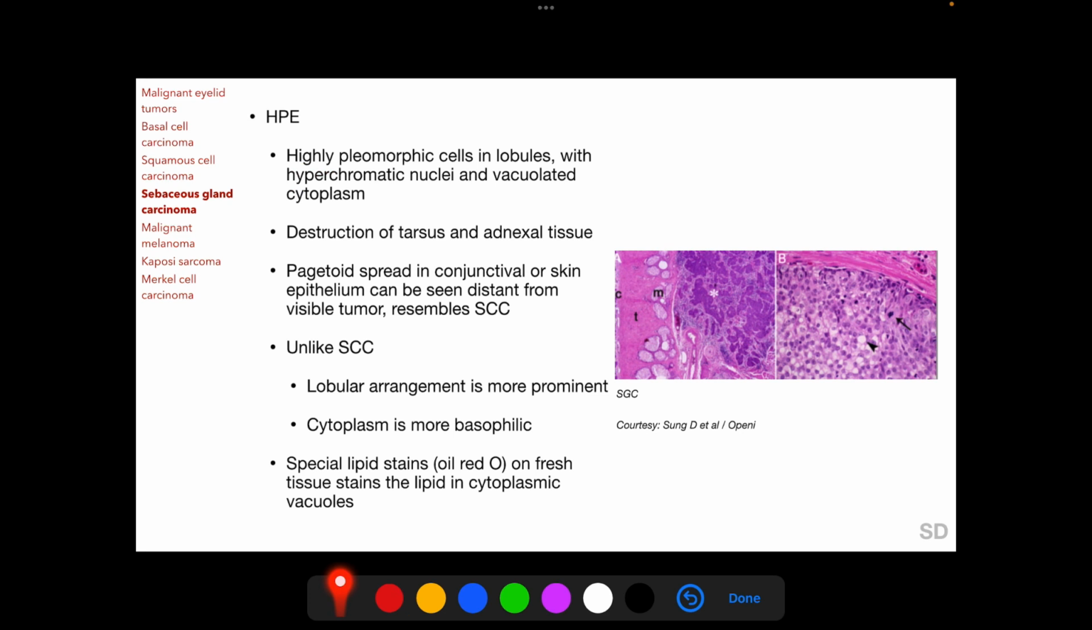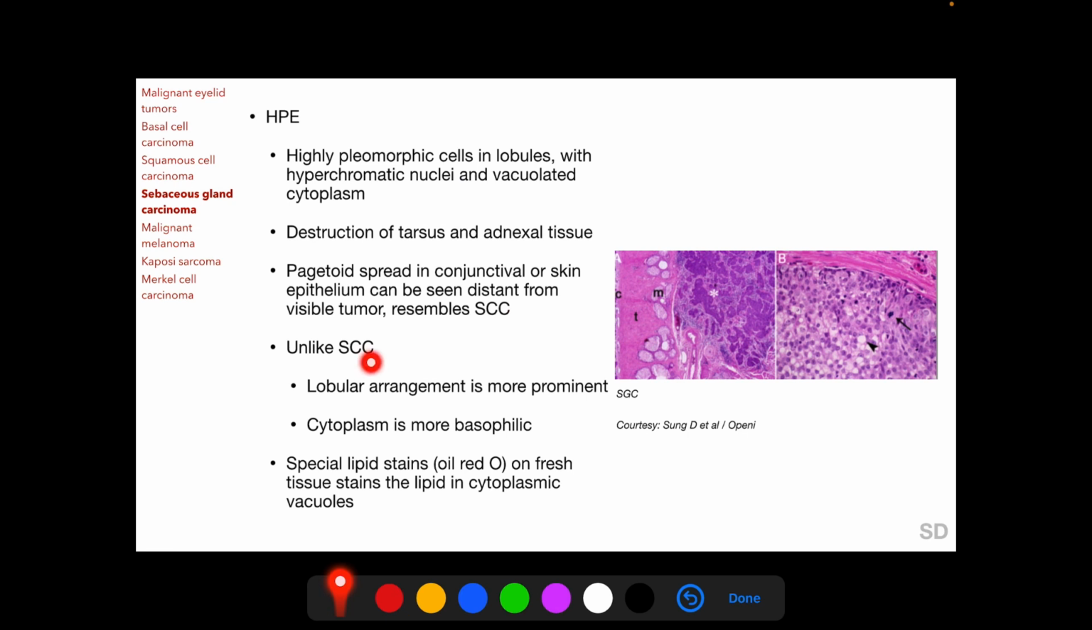On histopathological examination, sebaceous gland carcinoma shows highly pleomorphic cells in lobules, and these cells have hyperchromatic nuclei and a vacuolated cytoplasm as we see here. Destruction of tarsus and adnexal tissue can also be found, and pagetoid spread in conjunctival or skin epithelium can be seen occurring distant from the visible tumor site, resembling squamous cell carcinoma.